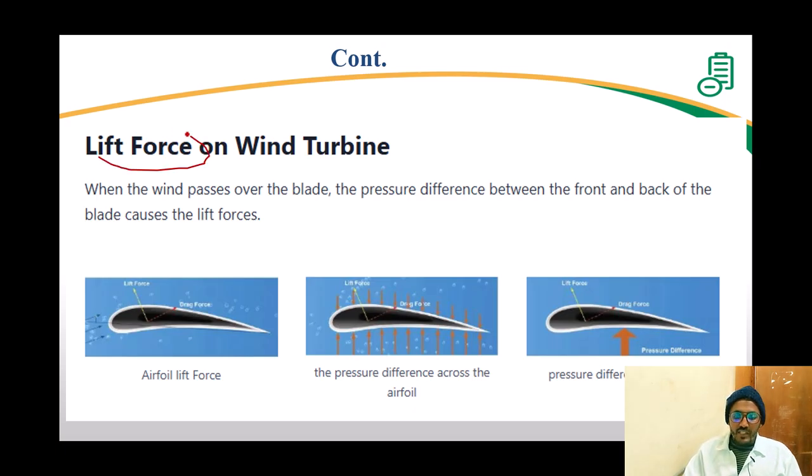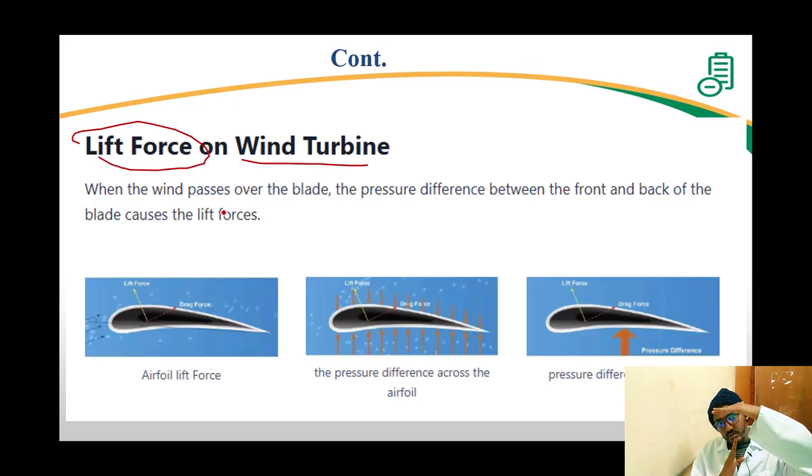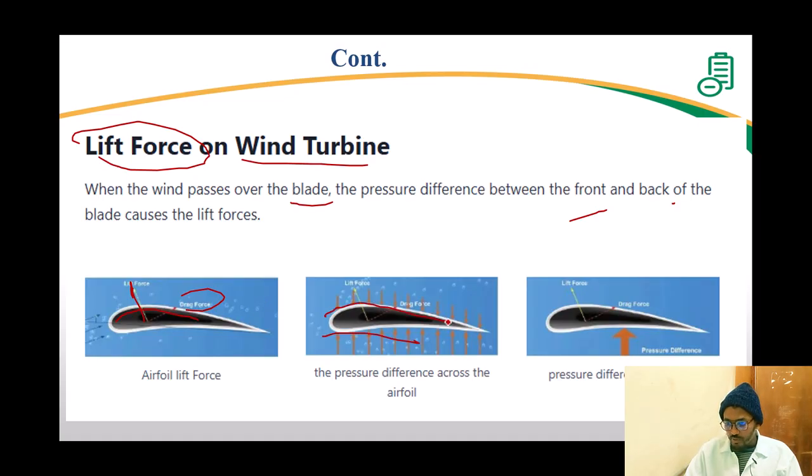The second one is lift force on a wind turbine. Lift means that when the wind passes over the blade, the pressure difference between the front and the back of the blade causes a lift force. Let's say this is the airfoil. Forgetting the drag force, we have a lift force here, mainly because of the pressure difference across here and here.